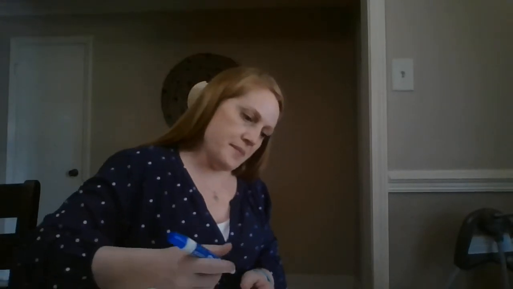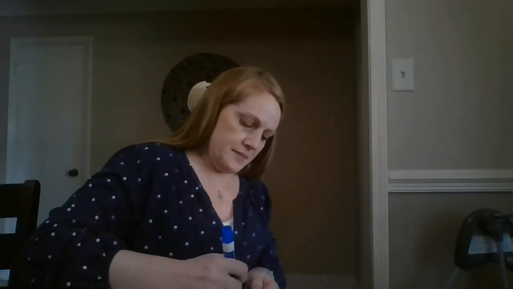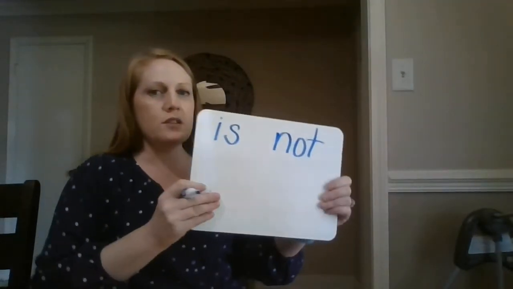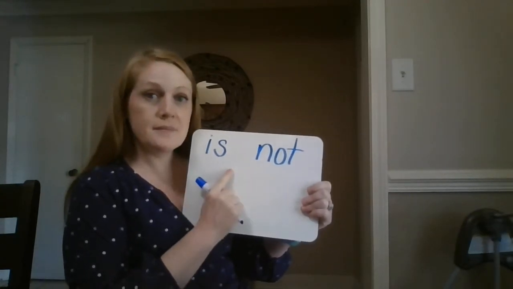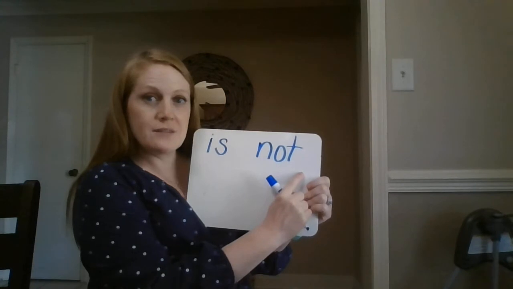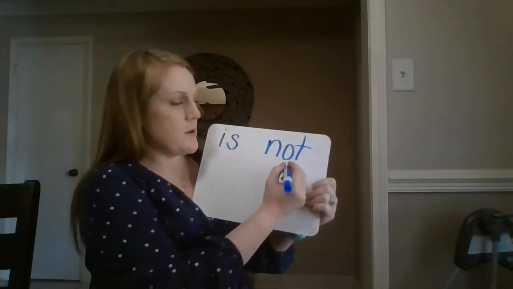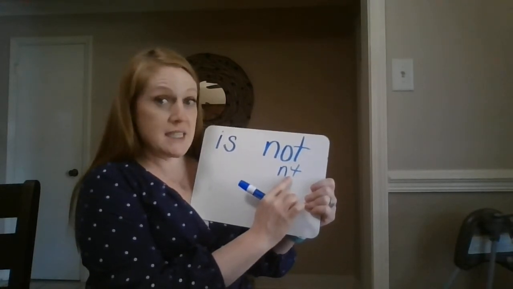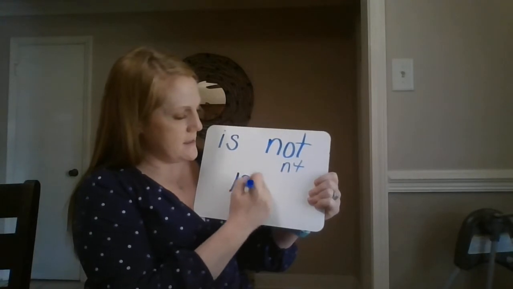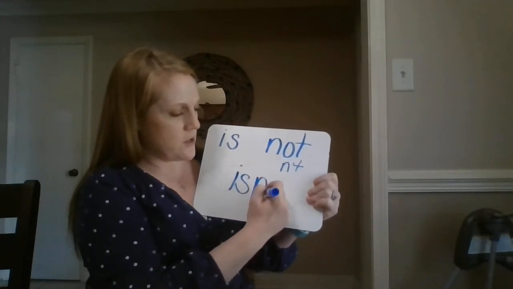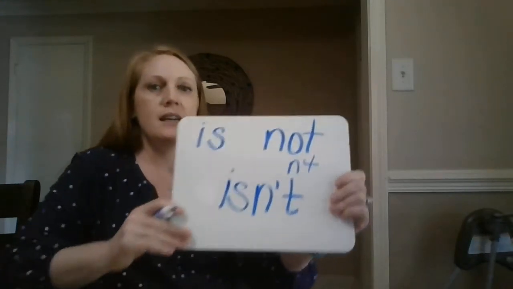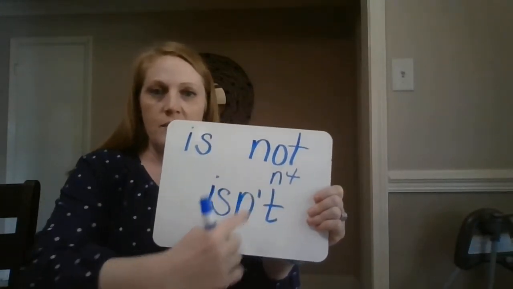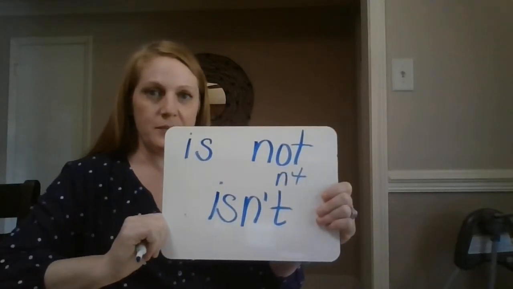All right? I want you to help me with this next one. Let's start by reading our two words. What is this word? Is. And what is this word? Not. Very good. And remember, whenever we write a contraction with not, we're going to have N apostrophe T. So I'm going to start with is, and then we're going to use our contraction, nt. Isn't. Is not becomes a contraction, isn't.